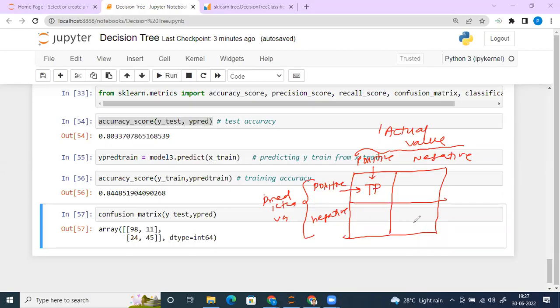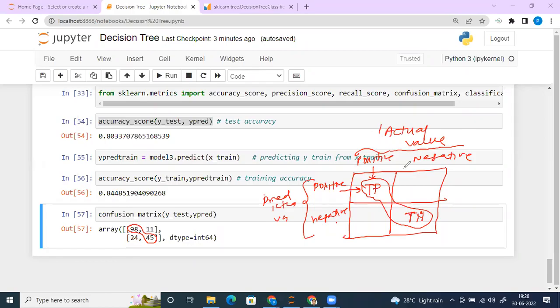Now come here. Your actual value is negative, and your machine learning model is also predicting negative. This is known as true negative. Means it is a negative class, and the machine learning model is also saying yes, it should be negative. So this is your true negative. And these are actually your correct results. So diagonally, you will see your correct results, your correct predictions.